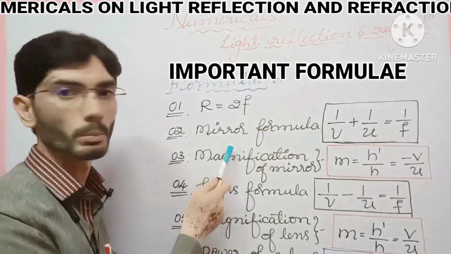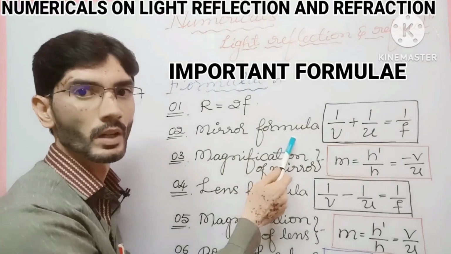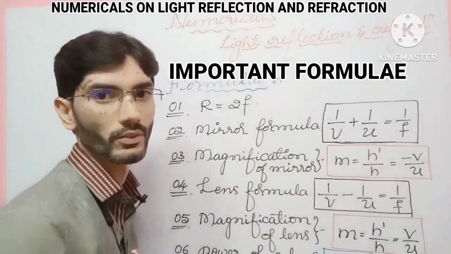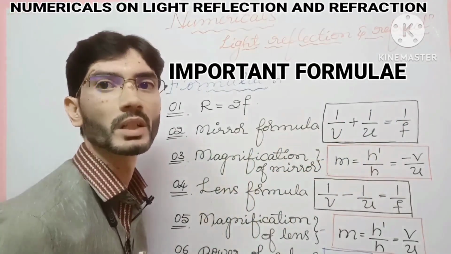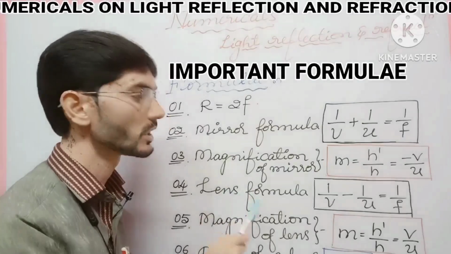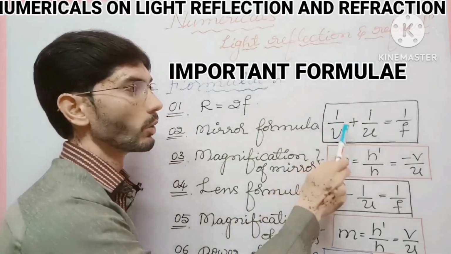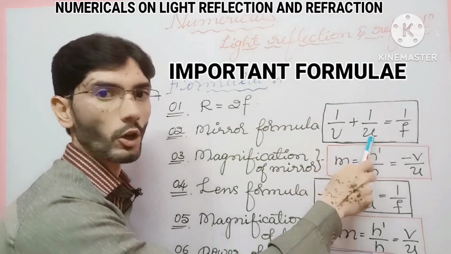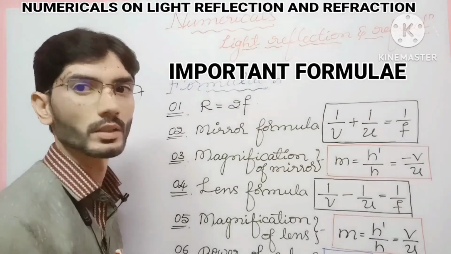And thereafter, most importantly, we have the mirror formula. That mirror formula is 1 by v plus 1 by u is equal to 1 by f. Here you need to remember, in the mirror formula plus will come and in the lens formula minus will come. Now in 1 by v, v is nothing but image distance, u is nothing but object distance and f is nothing but focal length. You know that very well.